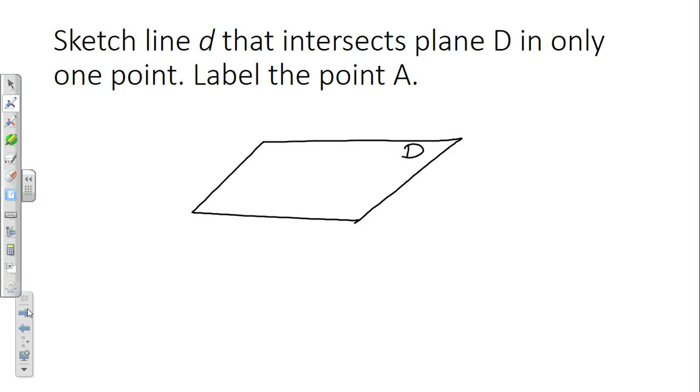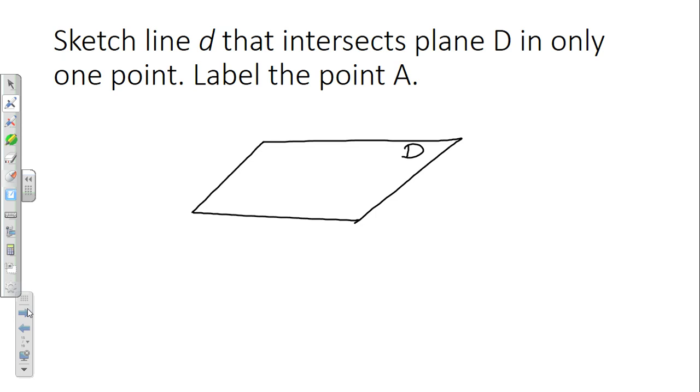And we want line d to intersect that plane in only one point. So think about a piece of paper or a desk. And a pencil is going through it, right? It's touching it in one spot and coming out the other end. So how did we denote that? How did we signify it? You have to draw some dotted lines. Question?